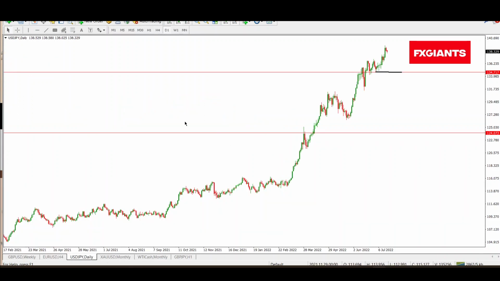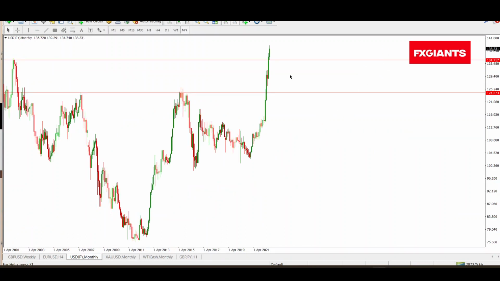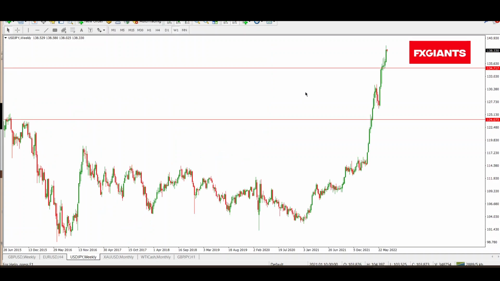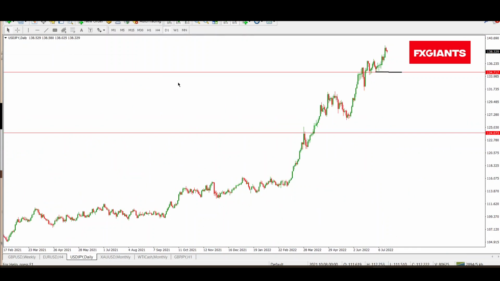Alright, so let's move to USD JPY. So USD JPY overall on the monthly time frame has been bullish. We have a previous high around 2000 that is yet to be mitigated. So there is high possibility that price is going back for that high. Okay, let's see it on the weekly. Look down to the daily.